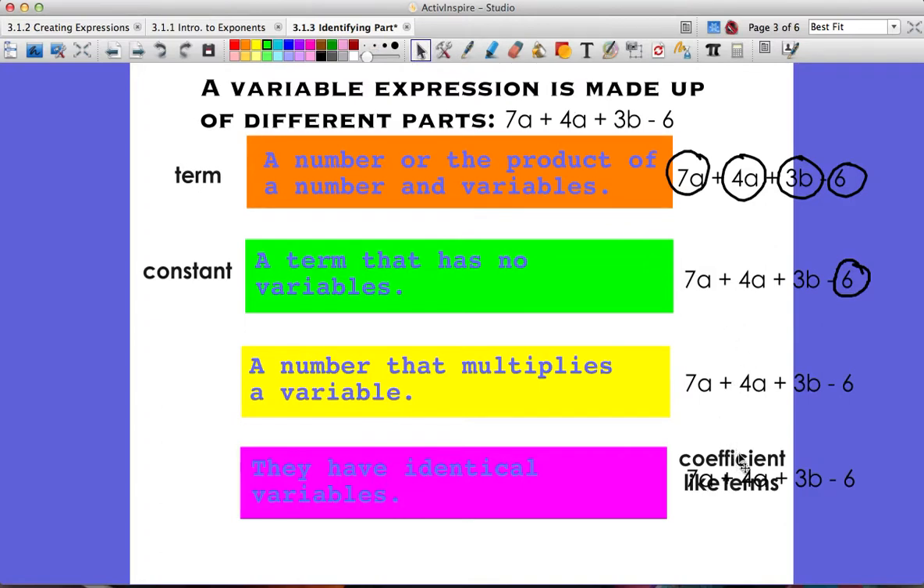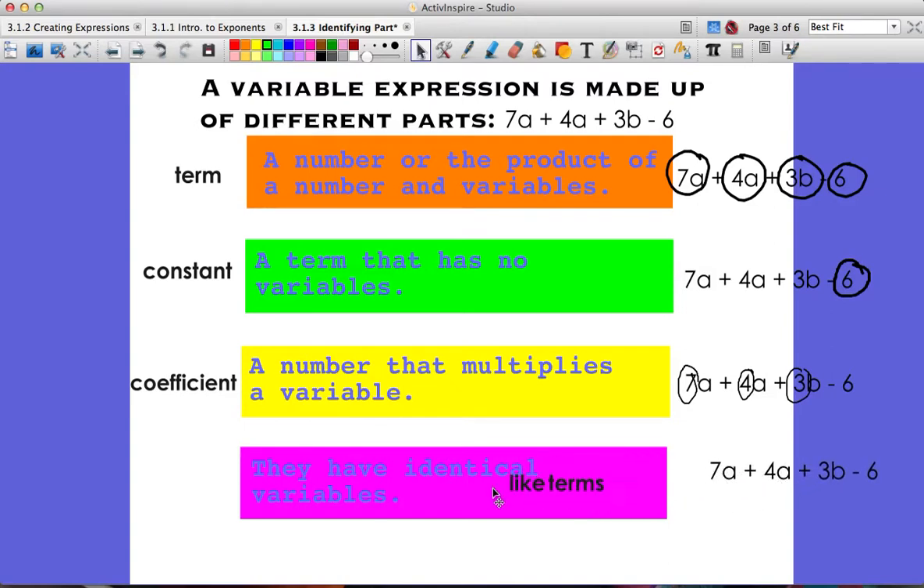A number that multiplies a variable, we call that the coefficient. So in this case, the coefficient would be the 7, the 4, and the 3. I apologize, those should all be circled down here in the coefficient line. And then the very last one, terms that have identical or the same variables are called like terms. So in this case, the like terms are 7 times a and 4 times a.